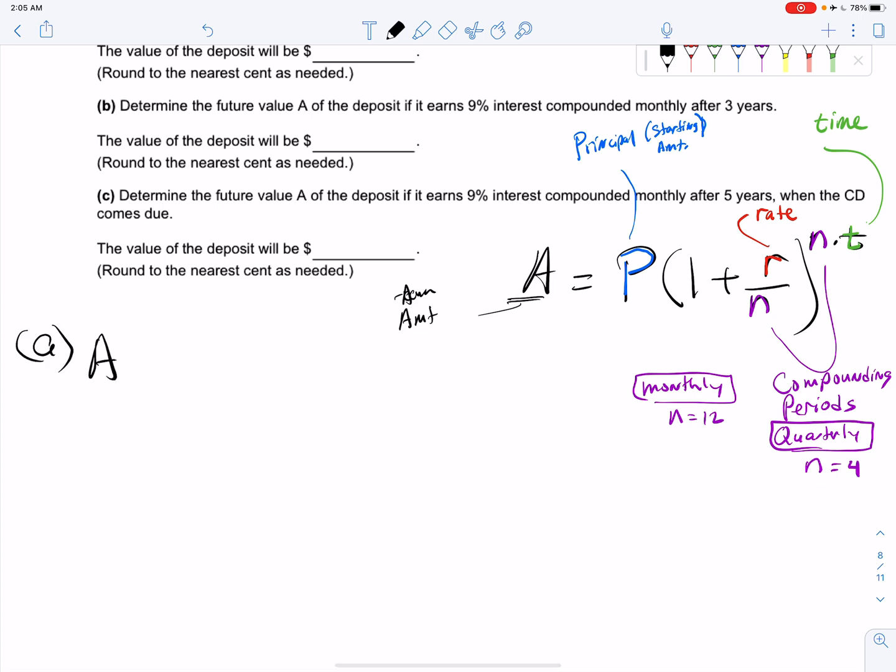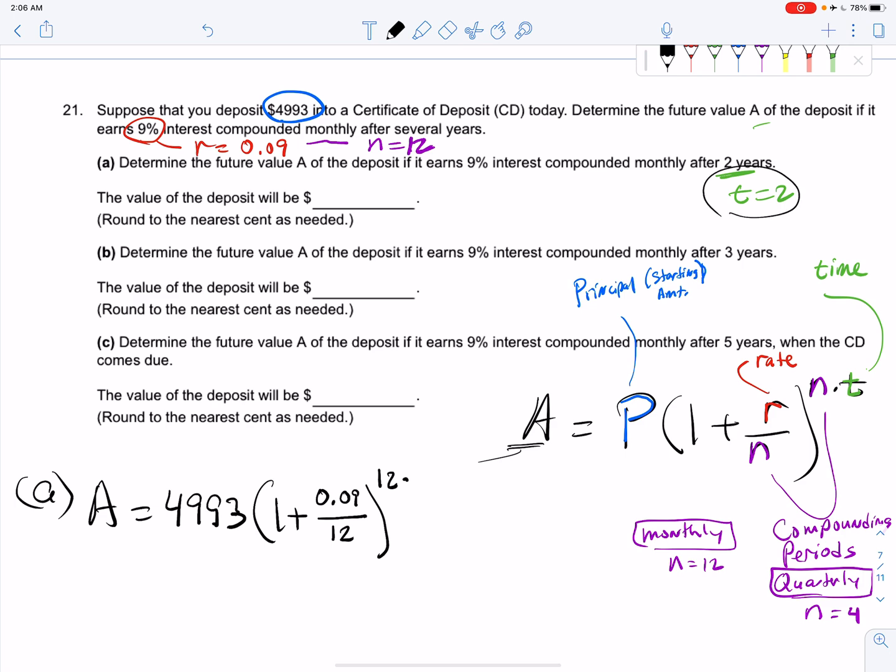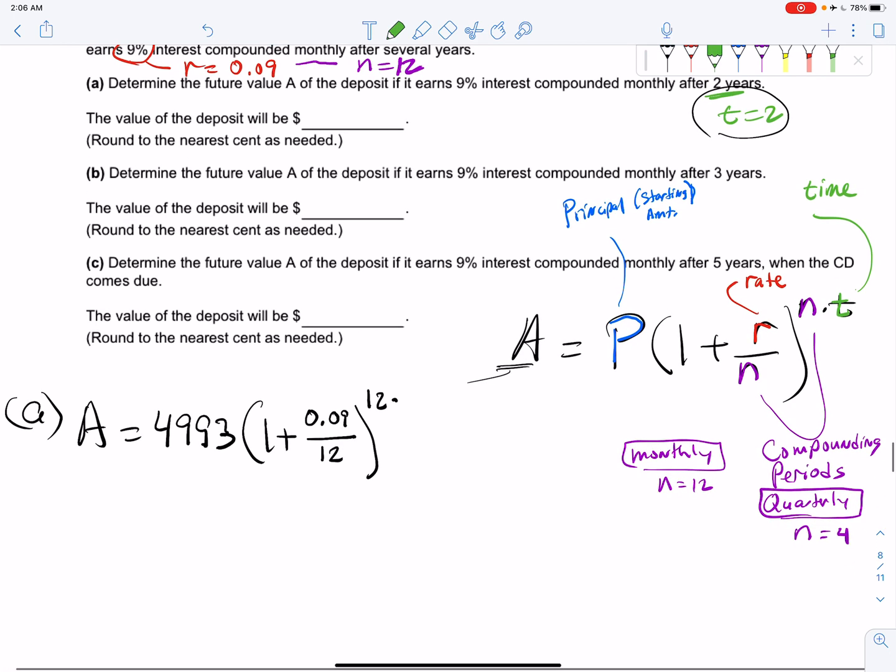So here's what we do. The amount that accumulates in the account is going to be the principal, $4,993, times 1 plus the interest rate, which we said was 0.09, divided by compounding periods. It's monthly, so it's 12. And that's raised to the compounding period of 12 times the time. In this particular one, A says that they're going to do this for 2 years.